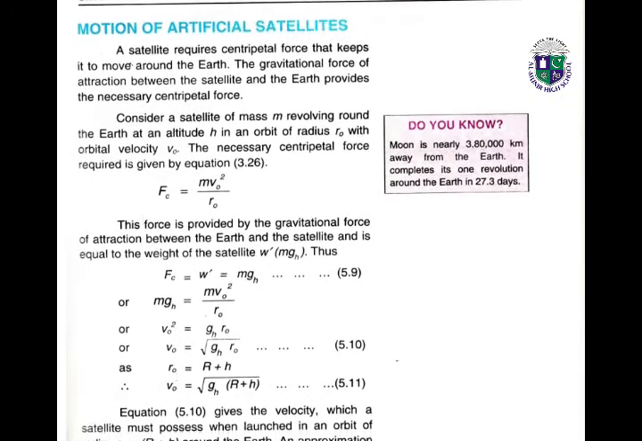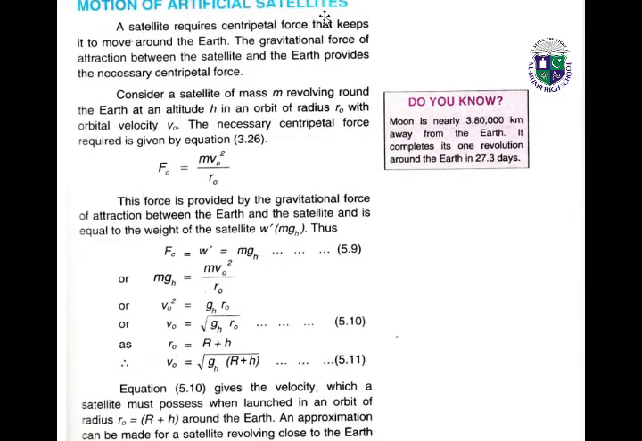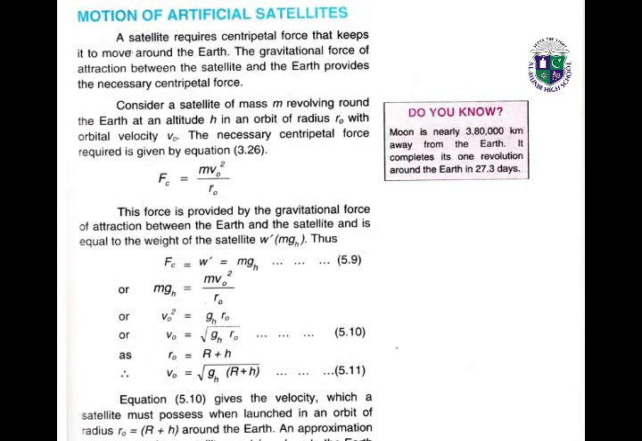Next, in the last, we have the motion of artificial satellites. Yes, an artificial satellite requires which kind of force? Yes, centripetal force. We have studied in detail about the centripetal force in unit number 3. You can revise it again to understand the concept of centripetal force. So an artificial satellite requires centripetal force that keeps it moving around the earth. So the gravitational force of attraction between the satellite and the earth provides the necessary centripetal force.